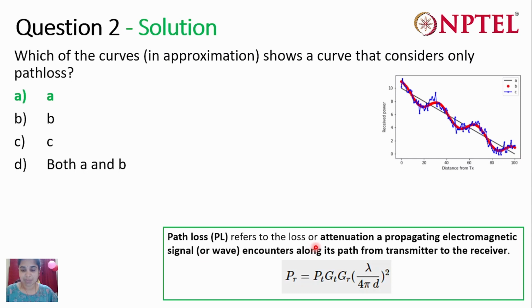So path loss is basically the attenuation that is encountered along the path from the transmitter to the receiver. So it's directly based on the distance. It is considered as one of the phenomena of large scale fading. The power of the received signal is inversely proportional to the square of the distance between the transmitter and the receiver. So A is the answer that considers only path loss.